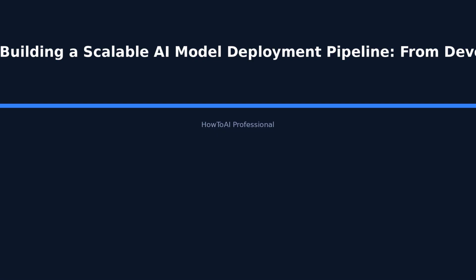Today, we're diving deep into a topic that's not just trending, but critical for anyone working in the field of artificial intelligence and machine learning: building a scalable AI model deployment pipeline. Whether you're a data scientist, a machine learning engineer, or a data engineer, understanding how to efficiently transition your models from development to production is essential.